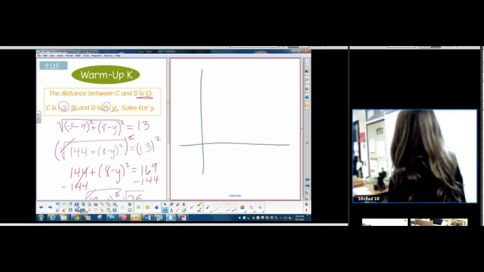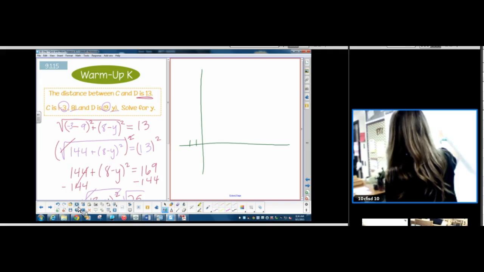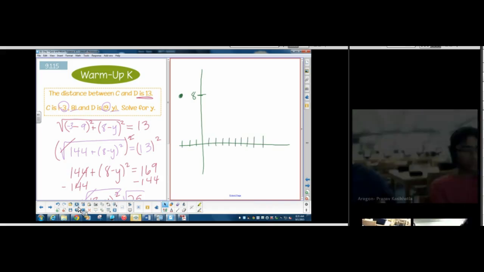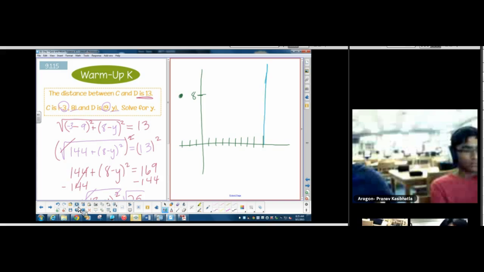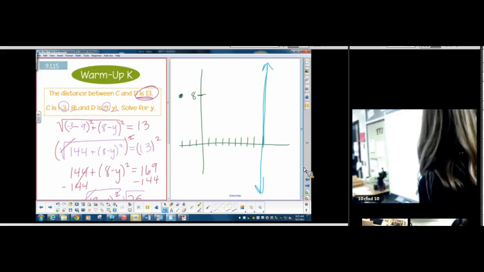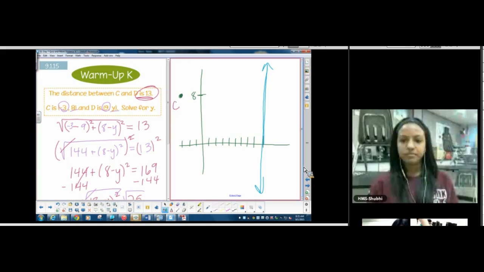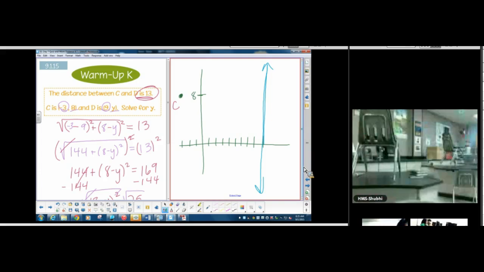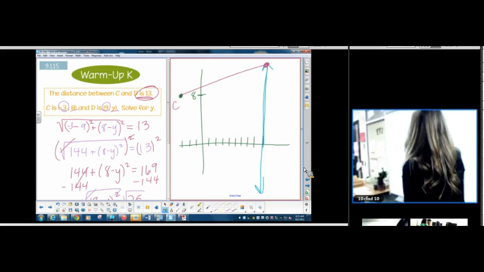C was at -3, let's just call this 8. D is at 9. So D is at 9, but we don't know what y is, so it's somewhere at x equals 9. And the length is 13. So what I'm saying here is that if the length is 13, and I have to start here, this is C, where could I place D on that vertical line where the length would be 13? And there's actually two places. It could fall here or here.